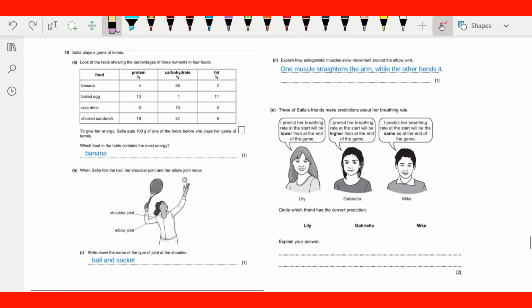Let's move on. Okay, now we are in question 10C. Three of Sophia's friends make predictions about her breathing rate. Lily: I predict her breathing rate at the start will be lower than at the end of the game. Gabriela: I predict her breathing rate at the start will be higher than at the end of the game. Mike: I predict that her breathing rate at the start will be the same as at the end of the game. Circle which friend has the correct prediction: 1, 2, 3. Explain your answer.